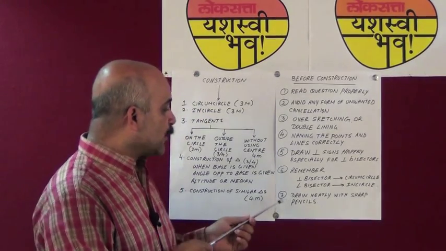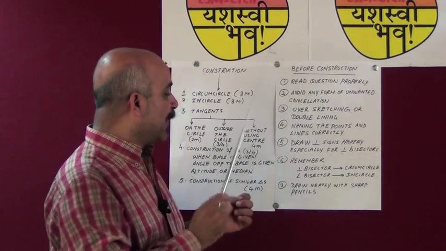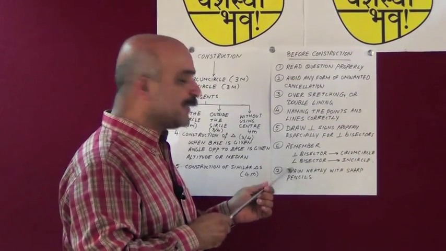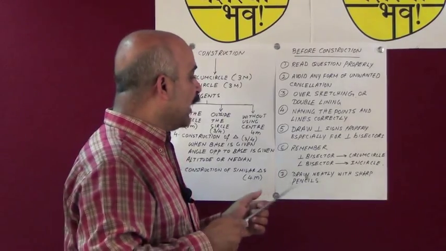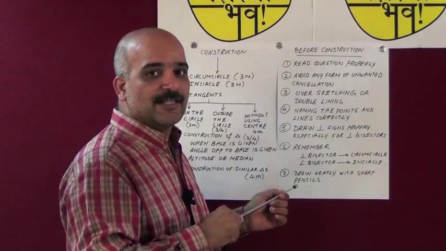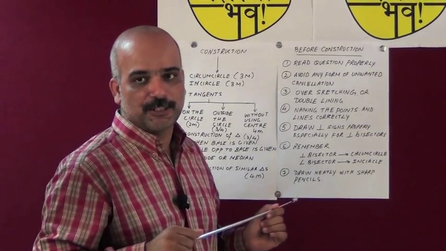And the last point here is, draw neatly with sharp pencils. It is normally observed that whenever you draw, you use wrong erasers or wrong types of pencils which have a thick tip, and that results in wrong forms of constructions.